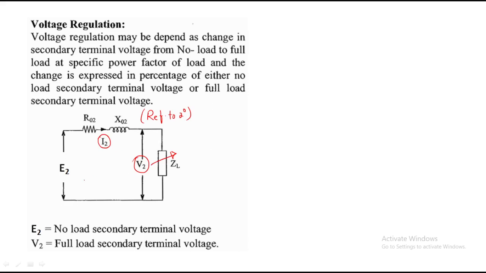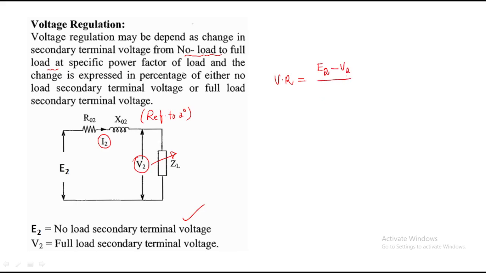So we have two different formulas for voltage regulation. The change in secondary terminal voltage from no load to full load: E2 is nothing but the no load secondary terminal voltage, right? Up to E2 only, there is no load. Whenever we have a load, because of that load there is a current through it, and in addition we get the terminal voltage. That's why no load terminal voltage minus V2.